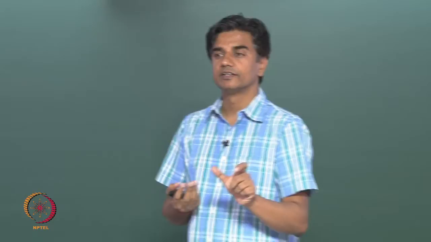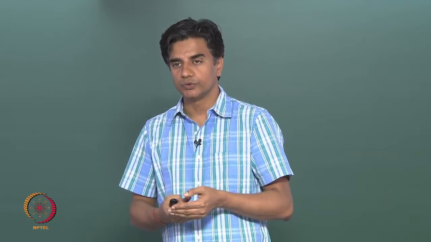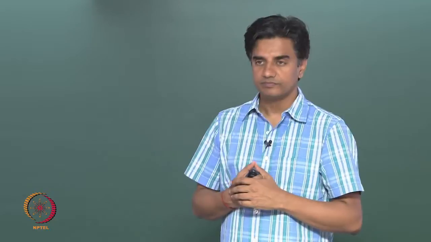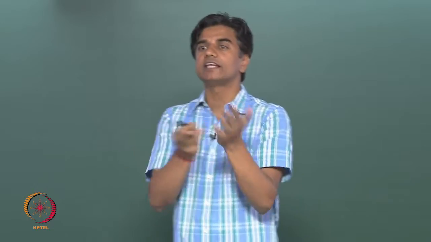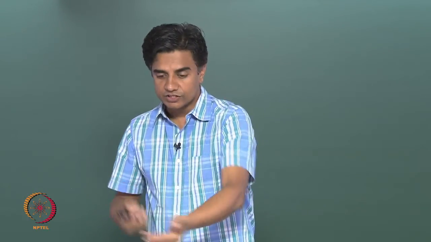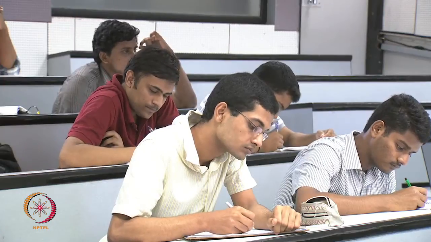Therefore, you see no change. Do you see any change in John? No. And again, I'll make it clearer to you what I mean by change, okay? Now, look at the second one. We say his coat is big. Can we say he coat is big? No. Why not? Why do we need to say his? And what is possessive? You are right. That's the possessive. And possessive is a case. Okay? So the NP in a possessive case must be in a different form than nominative case. John is in nominative case, okay? His is a possessive case.